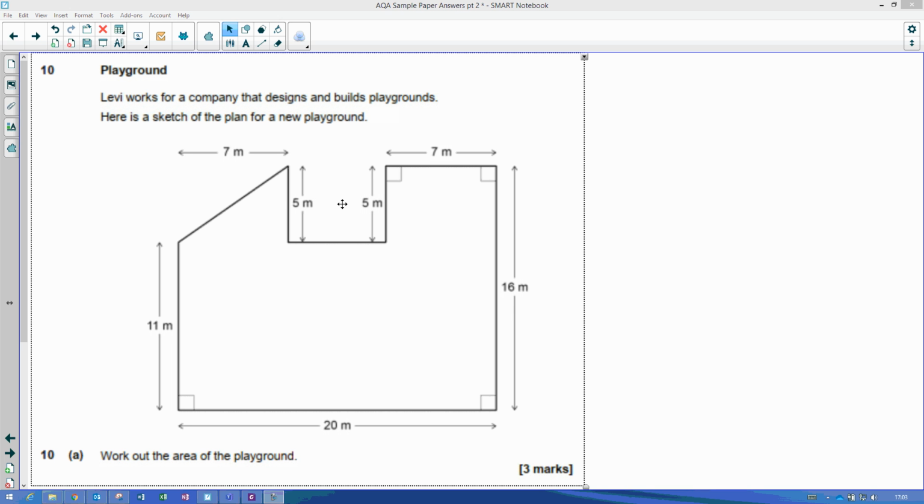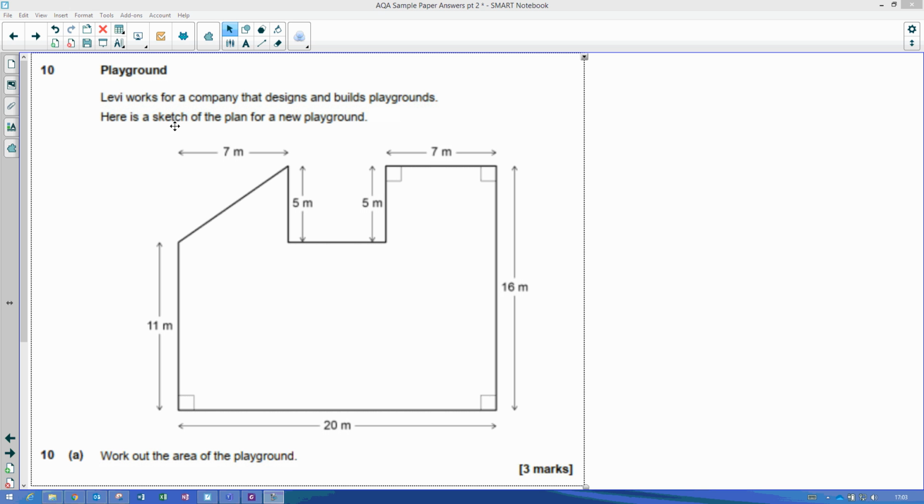AQA Level 2 Sample Paper Calculator Section Question 10a. So this is a question about this playground. Levi works for a company that designs and builds playgrounds. Here is a sketch of the plan for a new playground.